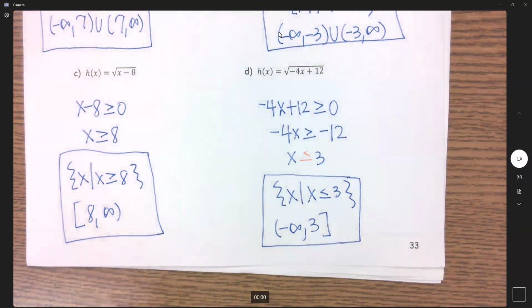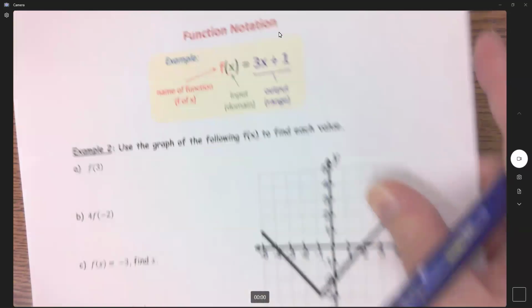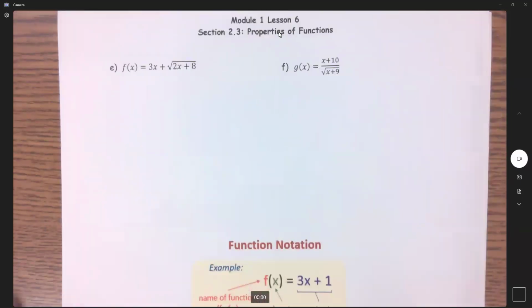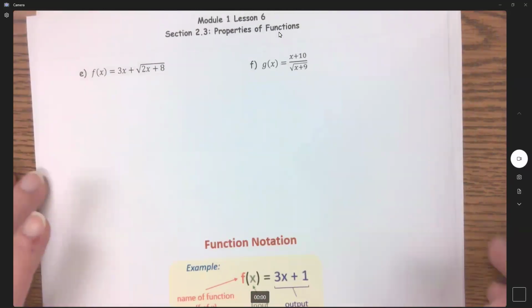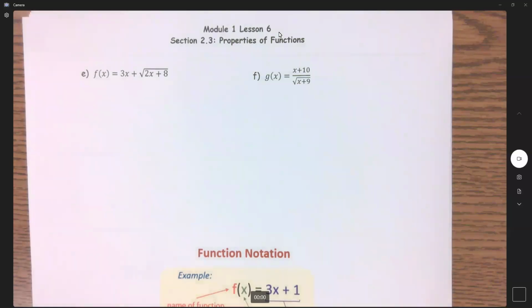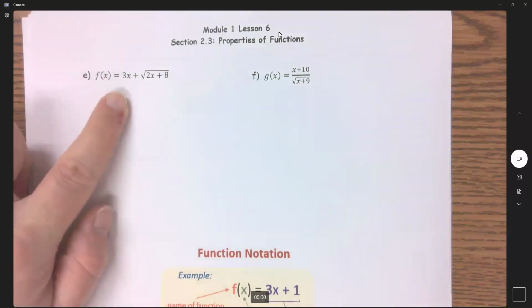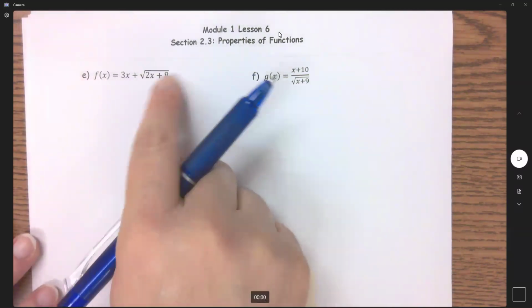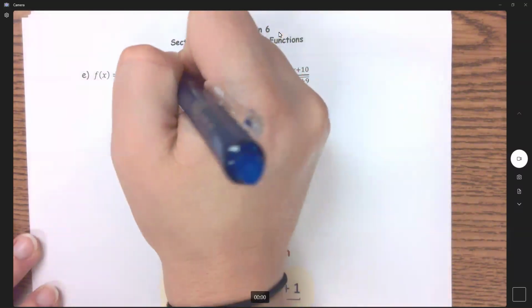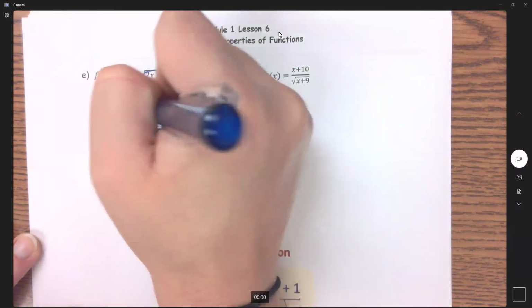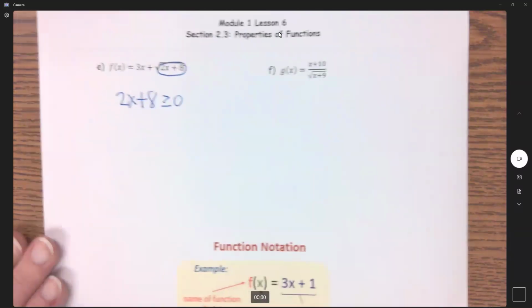Okay, two more examples on the next page. E is a lot like B in the fact that this 3x here has no radicals and also has no fraction. So I don't need to worry about dividing by 0 anywhere in this 3x or having a negative under a radical. The only thing I care about is what's under this radical right here. So we have 2x plus 8 is greater than or equal to 0.